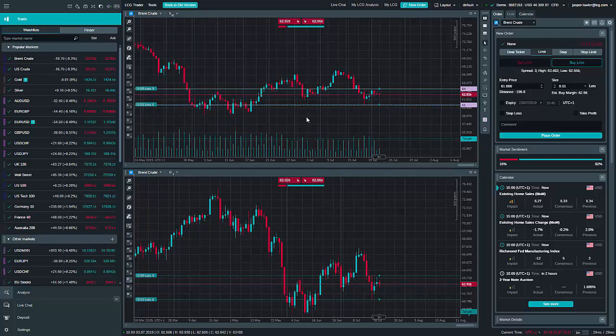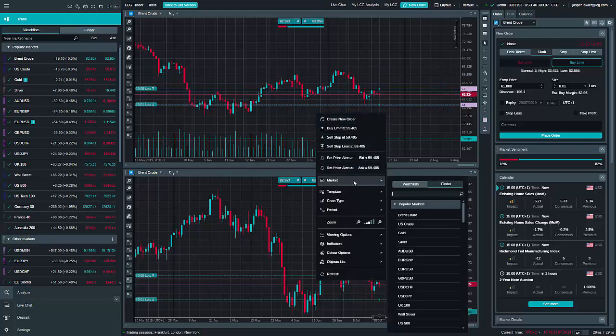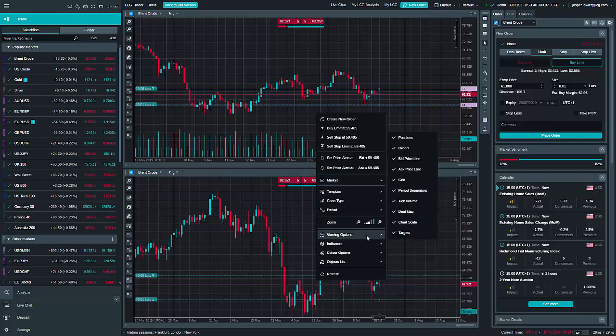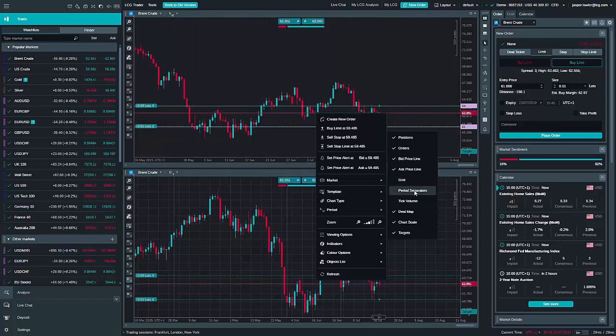You can change how the chart looks. So you can see at the moment we've got some volume added to the chart. You can actually remove those by going to the viewing options. For example, we can get rid of tick volume. That gets rid of that. We can get rid of the grid, get rid of the period separators, and we have a much cleaner looking chart now. We have the bid and the ask price. Maybe we're looking to buy or sell. We could get rid of one of those.